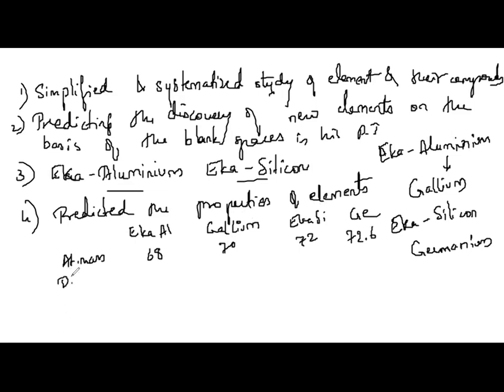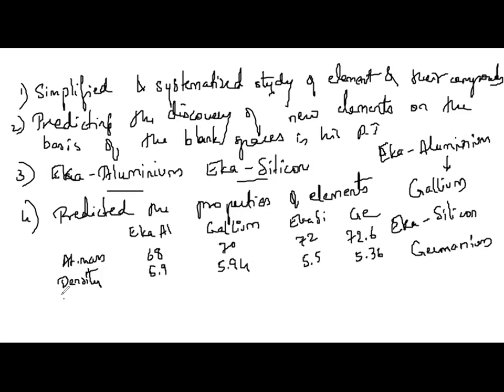Yes, not only atomic mass, but also density in grams per cc. He said the density of the element to be discovered, that is Eka aluminium, would be 5.9, and it is found that the density of gallium is 5.94. Even the density of Eka silicon he predicted, though it was not found because the element did not exist yet. He predicted through his theoretical basis. He said it might be around 5.5, and for germanium, it was 5.36.